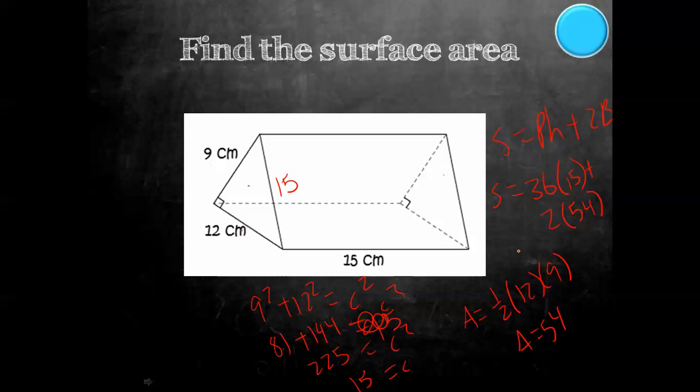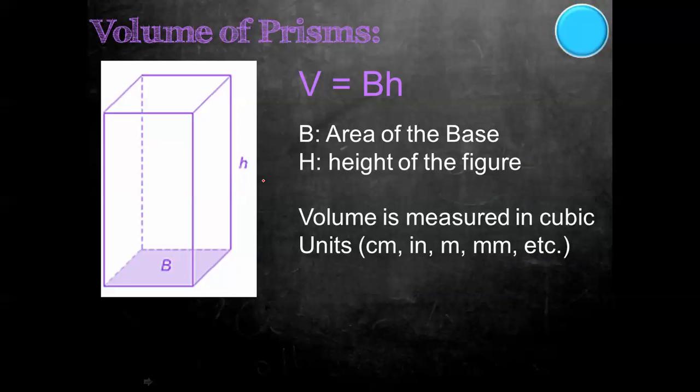Now we're just going to add all these up together. 36 times 15 is 540. 2 times 54 is 108. And then add those up together, and you're going to get 648 centimeters squared as your answer.